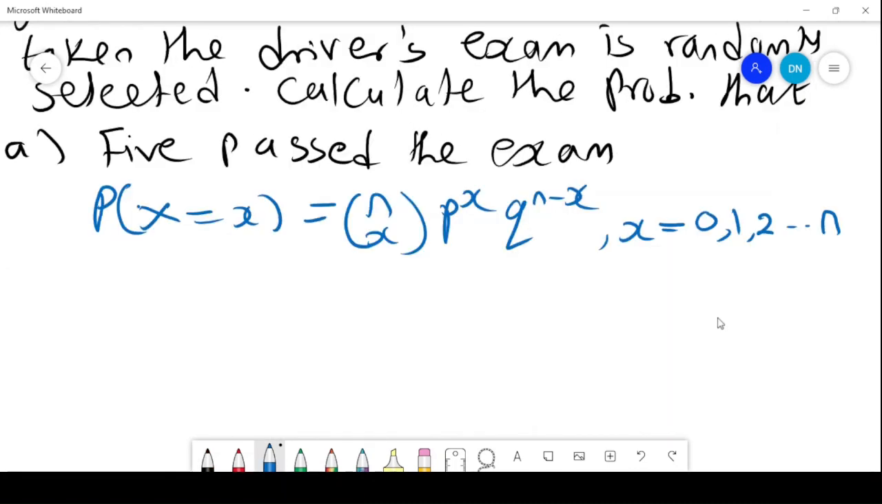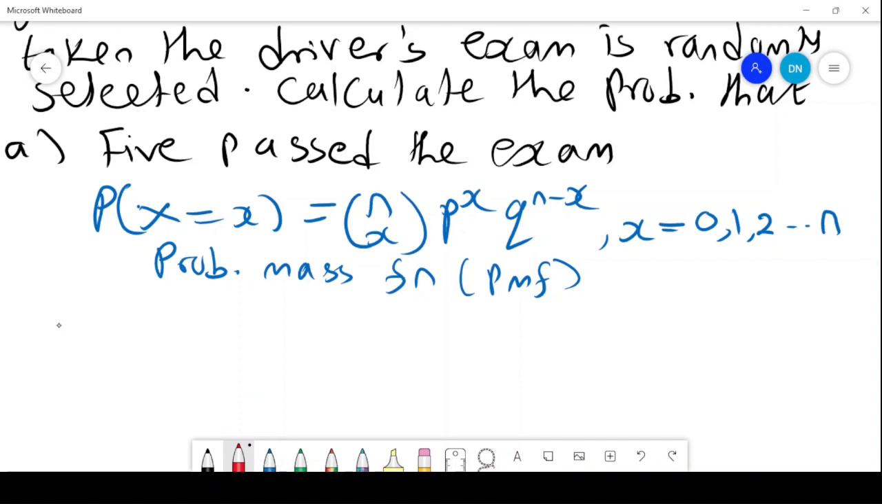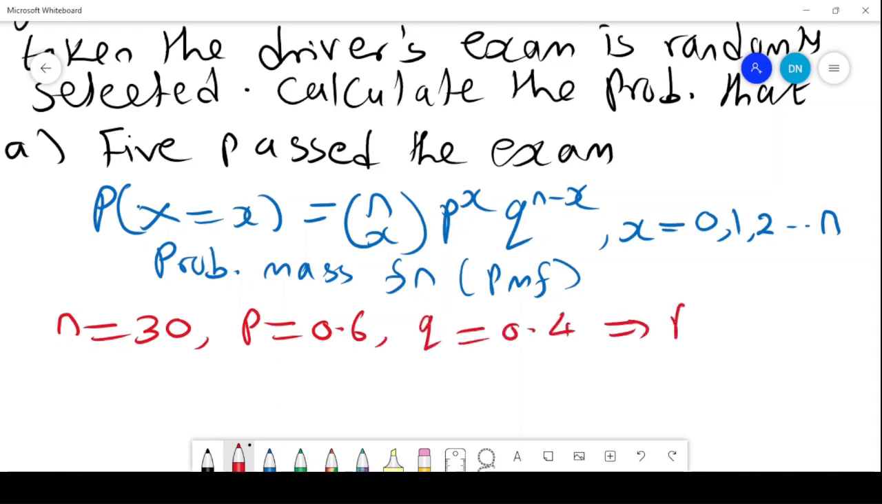For us to be able to do that, we start by giving the probability mass function, the PMF for the binomial distribution, which is given by P(X = x) = nCx p^x q^(n-x). In this example, we are told n is 30 and the probability p is 60%, so q is equal to 0.4. Why do we say that? Because we know that p plus q is equal to 1.